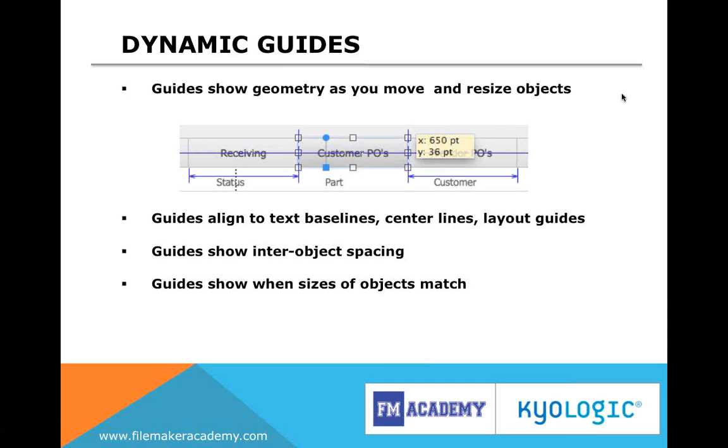So as you move items around on the screen, you'll see that what you get is dynamically drawn blue guides that let you know alignment, sizing, and various other important things. Some of the tools that you can use are to align on text baselines, center lines, layout guides, inter-object spacing, and showing size of objects.